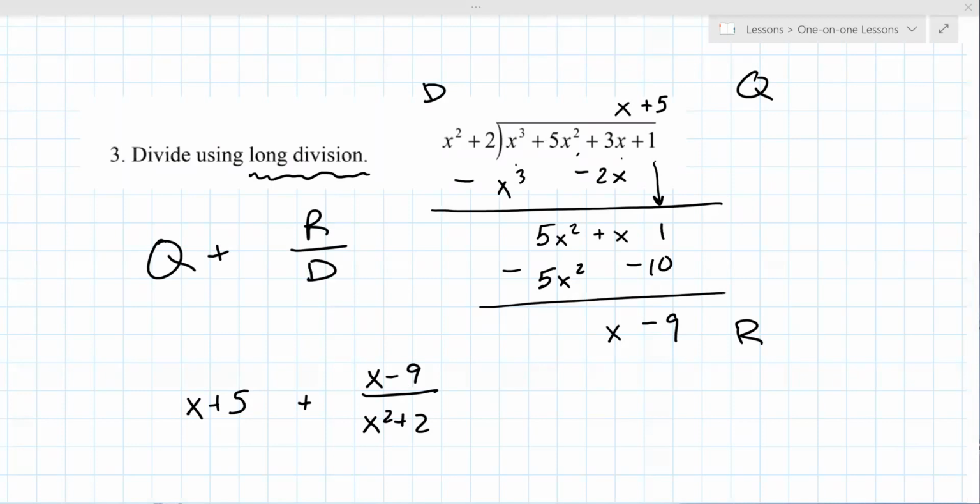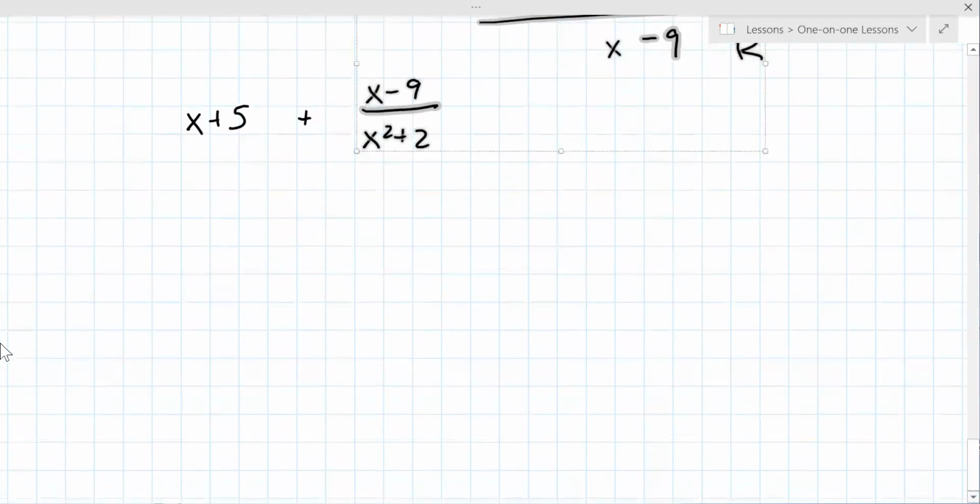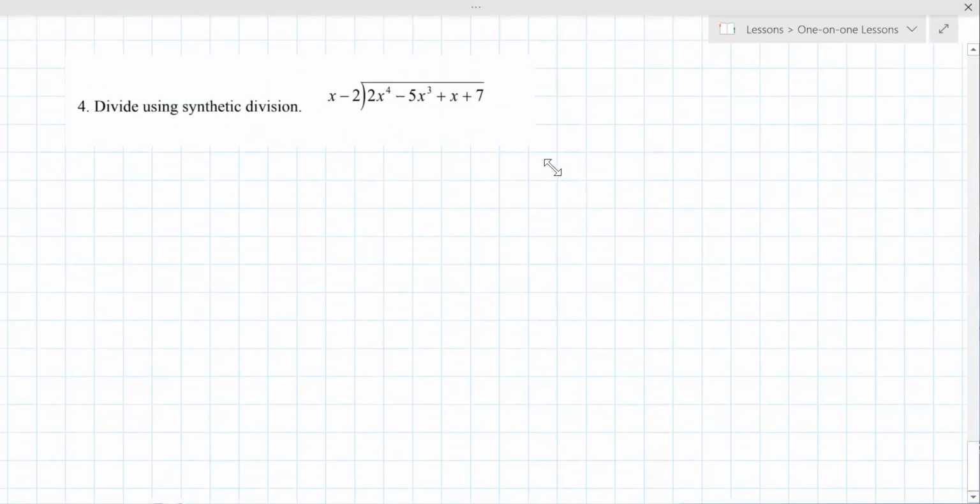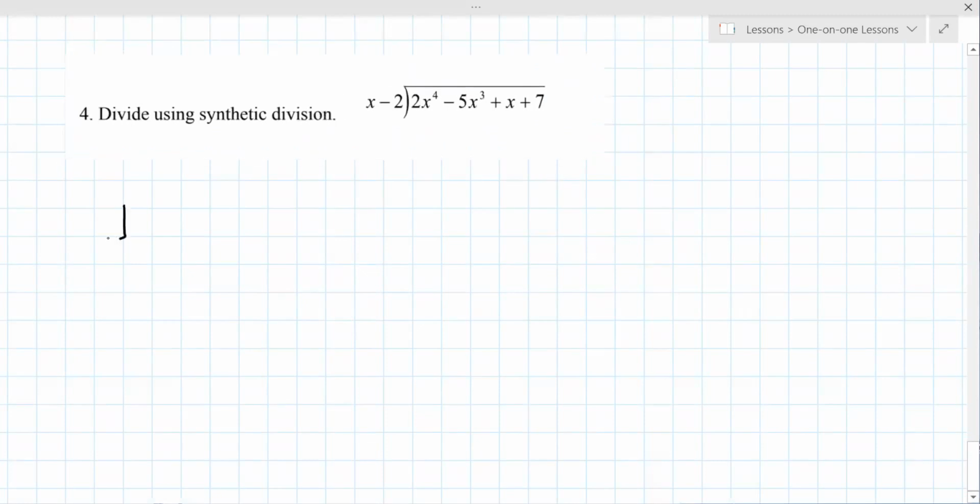Okay, number 4 is set up as if you need to do long division, but it says do it using synthetic division. So we will for sure do it using synthetic division, since that's much preferred. So you have to figure out what goes in the box over here. I call it the box, and it's whatever makes this equal to 0. So that's 2. It's not -2. It's setting x minus 2 equal to 0 and solving for x.